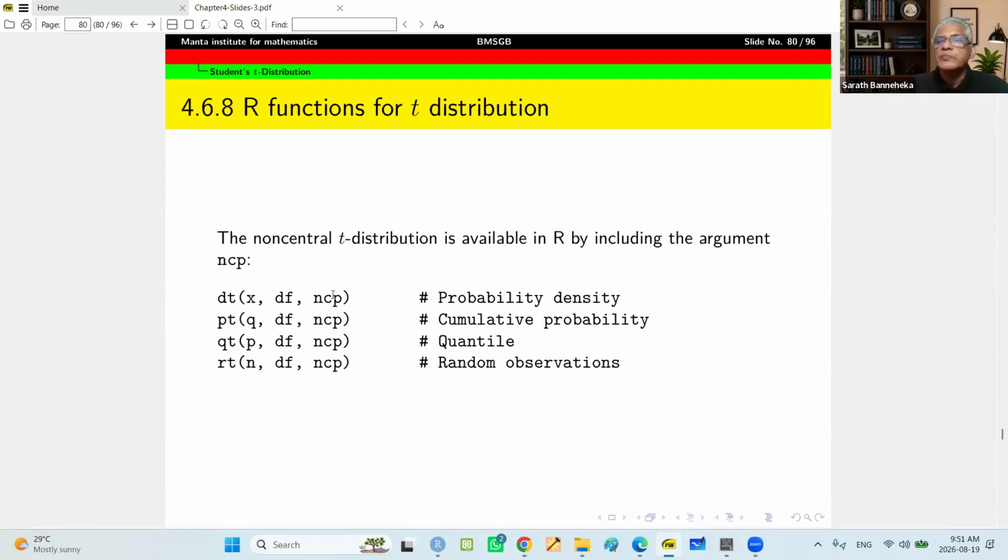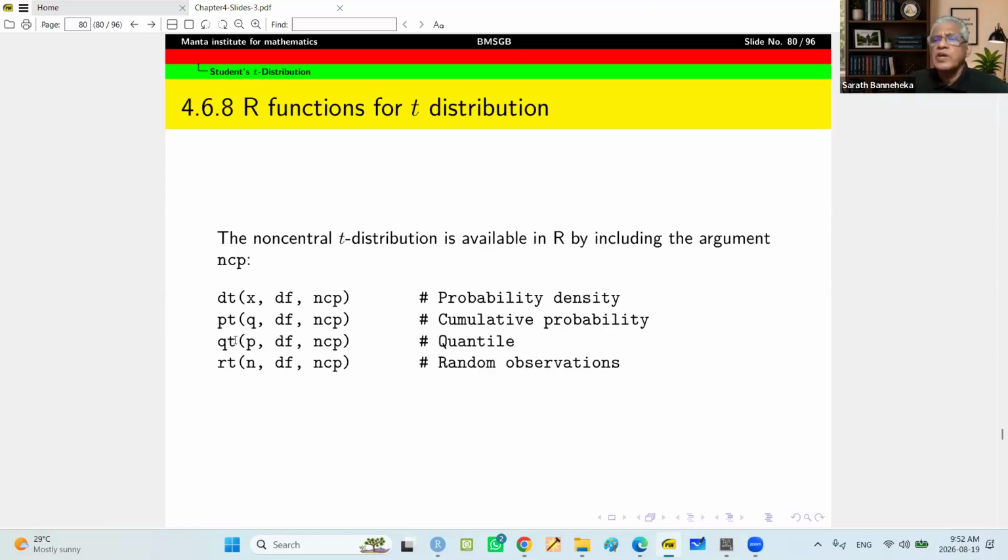And then you can give the value of the non-centrality parameter if you are dealing with a non-central t distribution. But by default, ncp is equal to 0. Therefore, if you don't give the non-centrality parameter, then all the things that we get are related to the central T distribution.